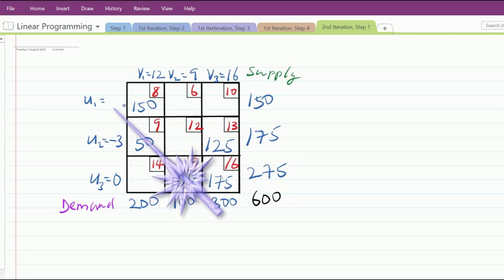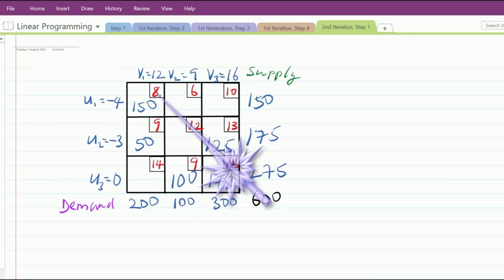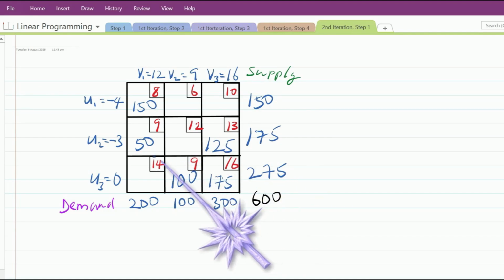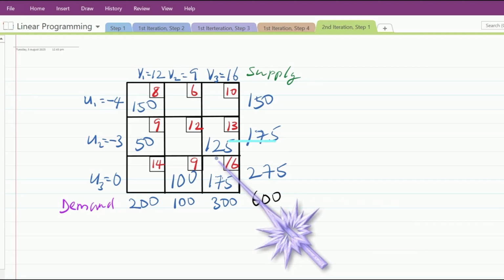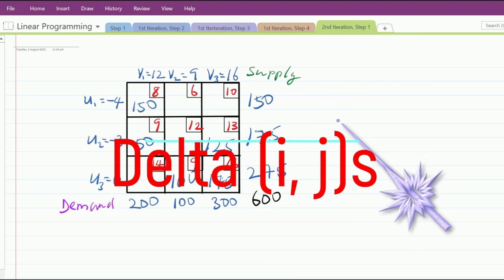V1 plus U1 is equal to 8. So this means U1 is what? It is minus 4, for the sum of the two numbers to give us 8. So with this, we've been able to calculate for the allocated cells. The next step is to look for delta ij.